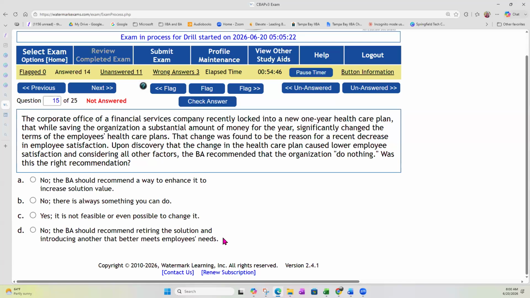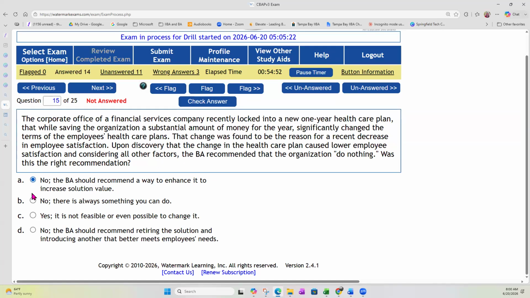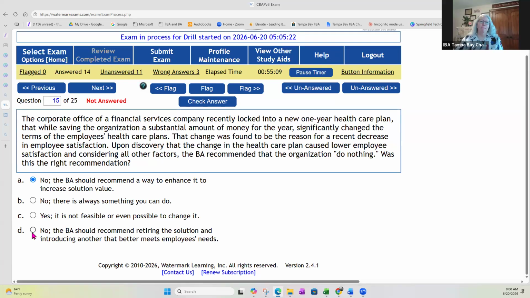I will go with A. I don't like D for Denmark because it would mean retiring the solution. But the organization already saved a substantial amount of money, so completely eliminating it wouldn't be the right answer. Okay.